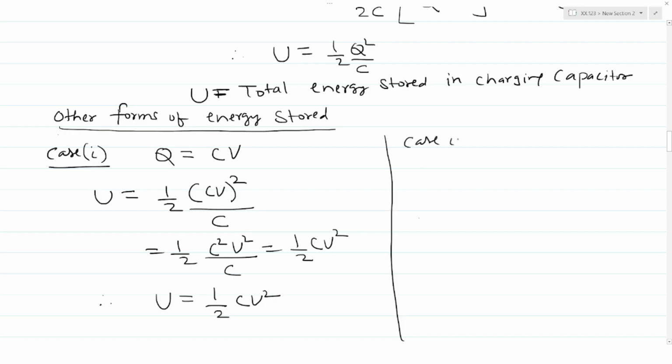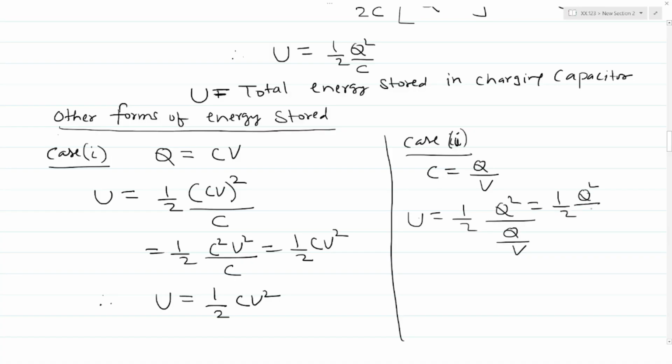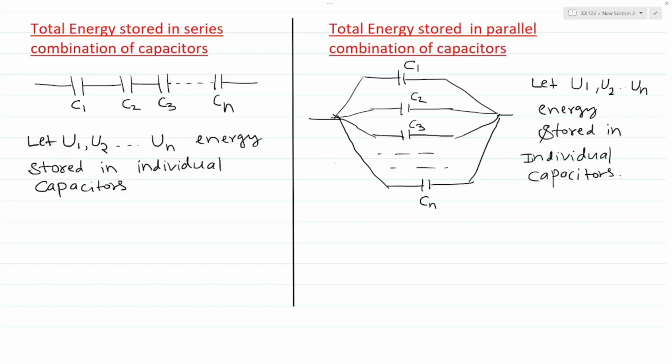Case 2, we have C equals Q upon V. Therefore, U equals half Q square, and in place of C we can write Q upon V. This equals half Q square upon Q multiplied by V. So U equals half QV. So these are the different formulae for energy stored in a capacitor.